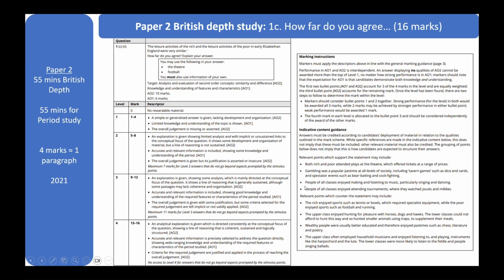And then to counter that, so the other side of the argument, we could say the rich enjoyed sports such as tennis or bowls, which required specialist equipment, while the poor enjoyed sports such as football and running. So I always think of it as the poor will enjoy stuff that is cheap, and the rich people enjoy stuff that takes more money. So, for example, learning an instrument. So wealthy people were usually better educated and therefore enjoy pastimes such as chess, literature and poetry.